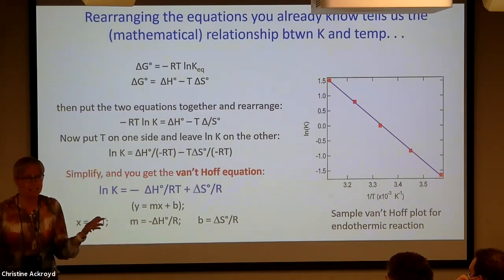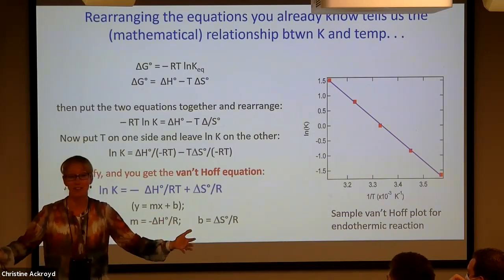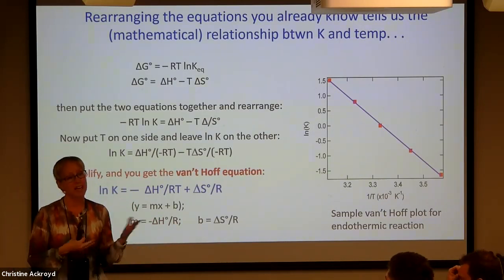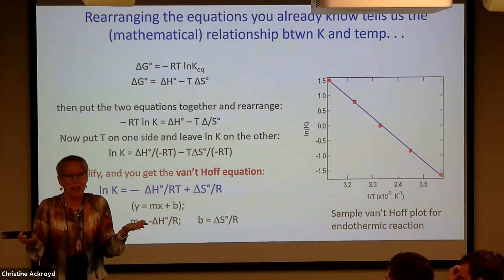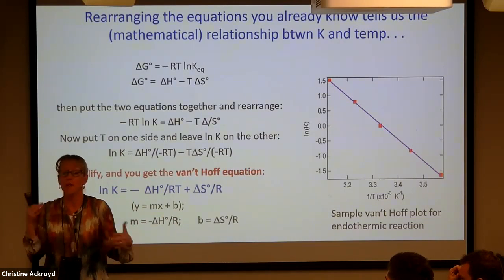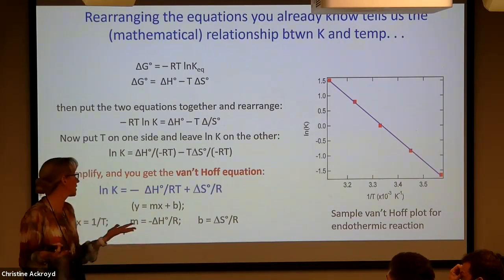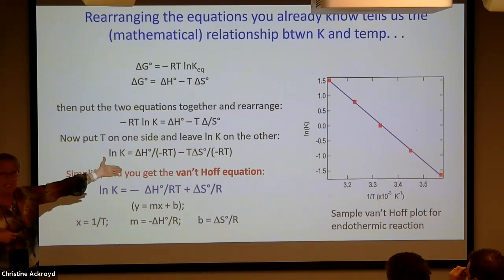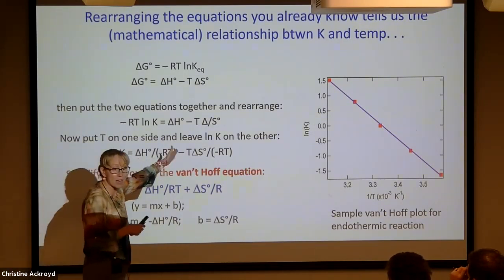Okay, the point is, we didn't want to do calorimetry because it was hard to get material and it tortured mice. And we didn't want to have to do that more than we had to, right? So we need another way to calculate delta H. How did we do it? Using a Van't Hoff plot.